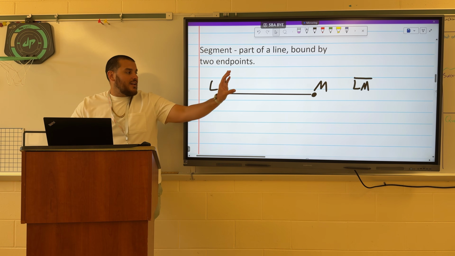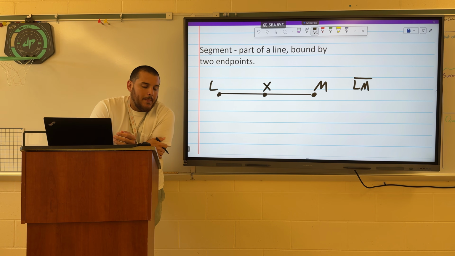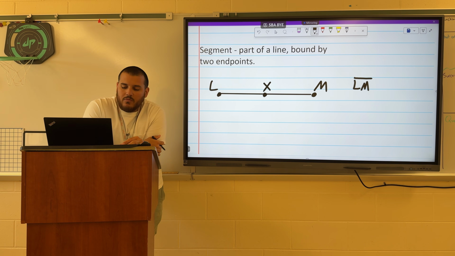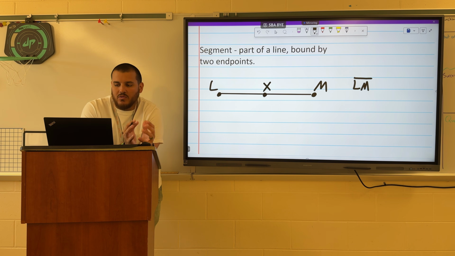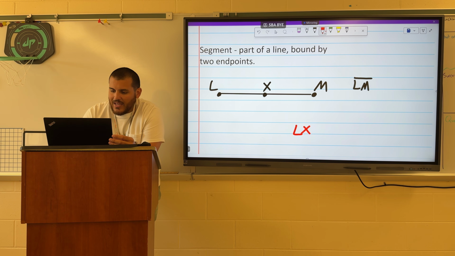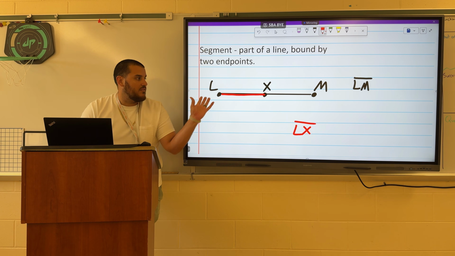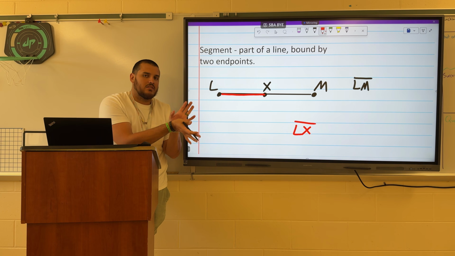Now, if we throw in an extra point on our segment, let's say I put a point X right here, naming becomes a little bit more tricky. So we have to use the ends of our segments in order to name the ones that we're talking about. So LM here only refers to this whole part from L to M. If I were to write down the name segment LX, now I would only be referring to this part, everything from L to X, not this whole thing from L to M.